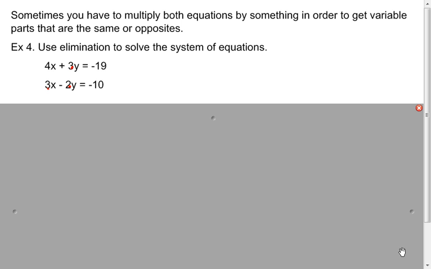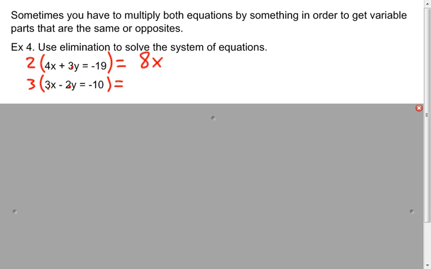Okay? So what can I multiply this equation by so that I end up with 6y? Well, in order to get 6, I have to multiply this equation by 2. Now, on the bottom equation, what do I have to multiply by in order to get 6y? Well, I'd have to multiply this one by 3.